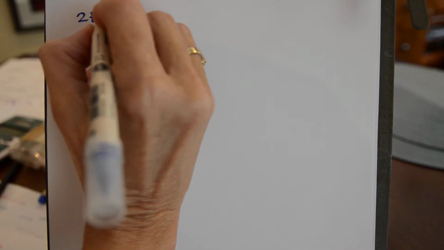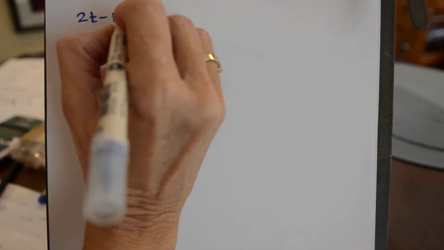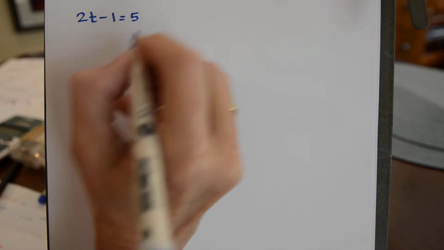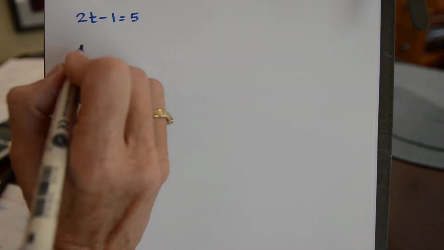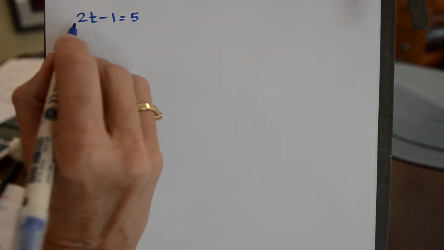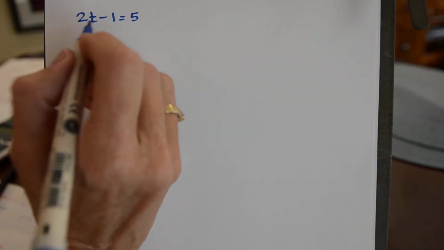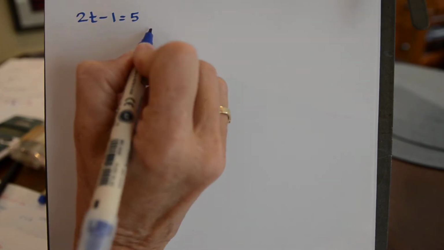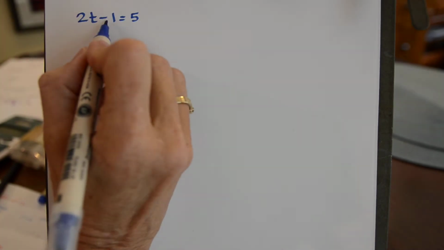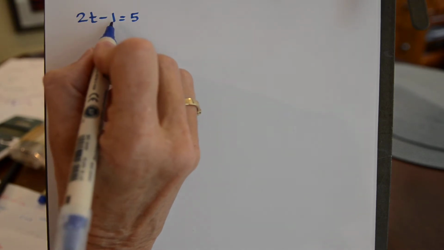Here we will solve some two-step equations. So we have the first one of 2t minus 1 equals 5. I first look to see if I have any like terms that I can combine, and I do not. I cannot combine these two things. So now I want to leave the letter on one side, and I want to get the numbers all on the other side. So the first thing I need to do is move this.